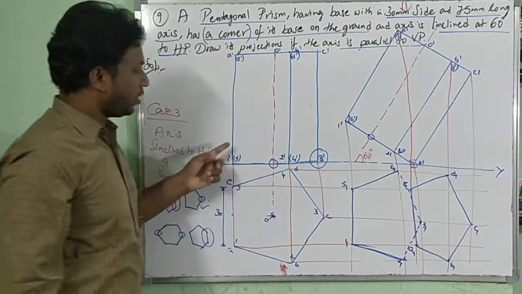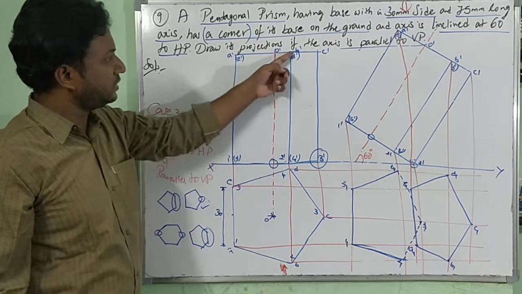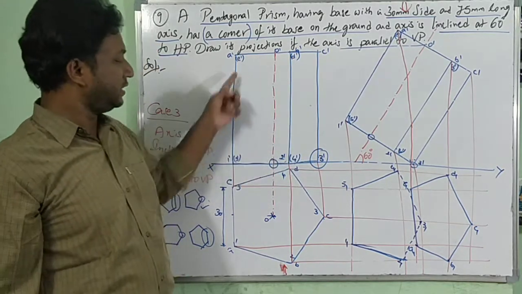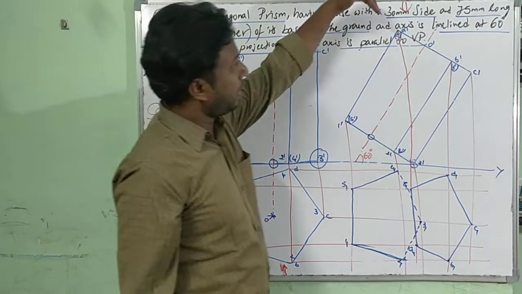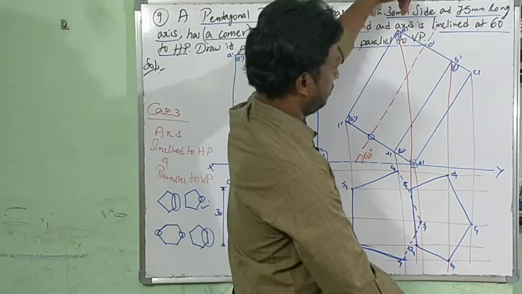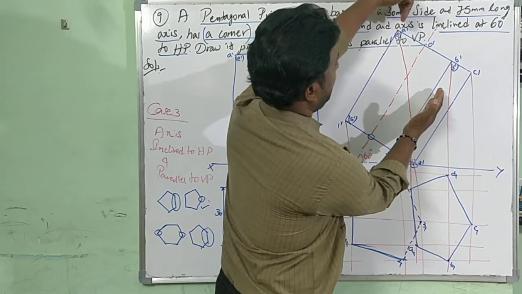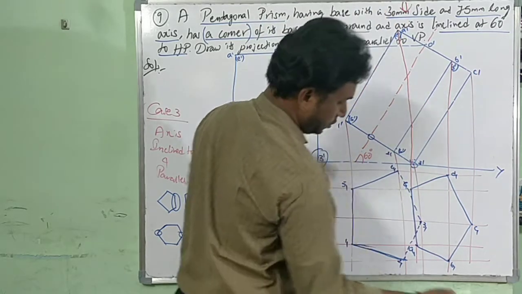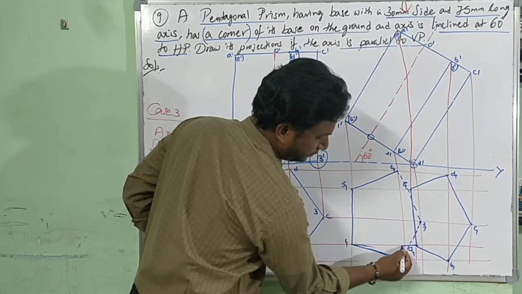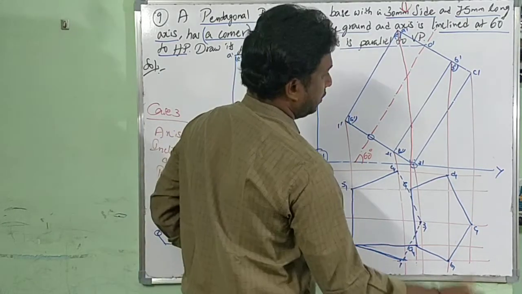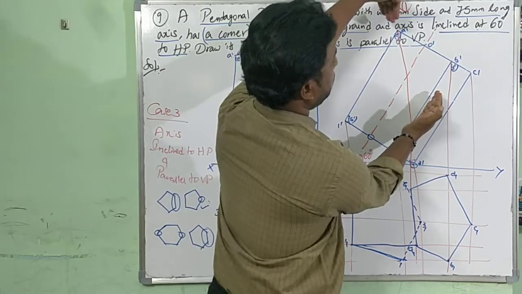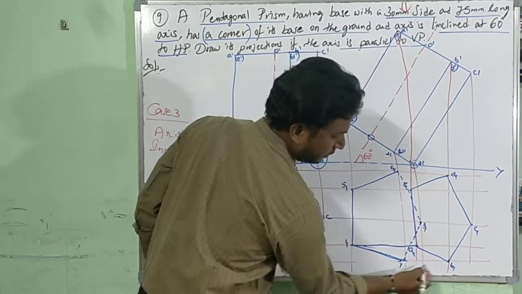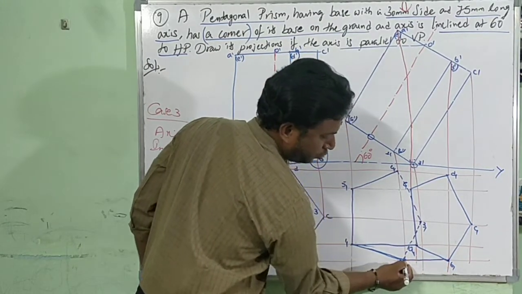Vertical edges means here, what are the vertical edges? A dash 1 dash, B dash 2 dash, C dash 3 dash, D dash 4 dash, E dash 5 dash. Now I am looking from here with respect to the second line. When I am looking from here, A dash 1 dash is clearly visible. So A1 1 1. With respect to this line, when I am looking from top, B dash 2 dash is clearly visible, nothing but B1 2 1.